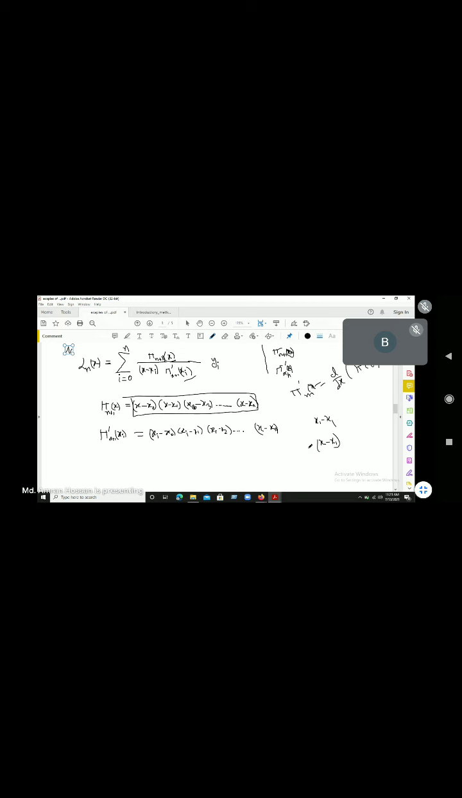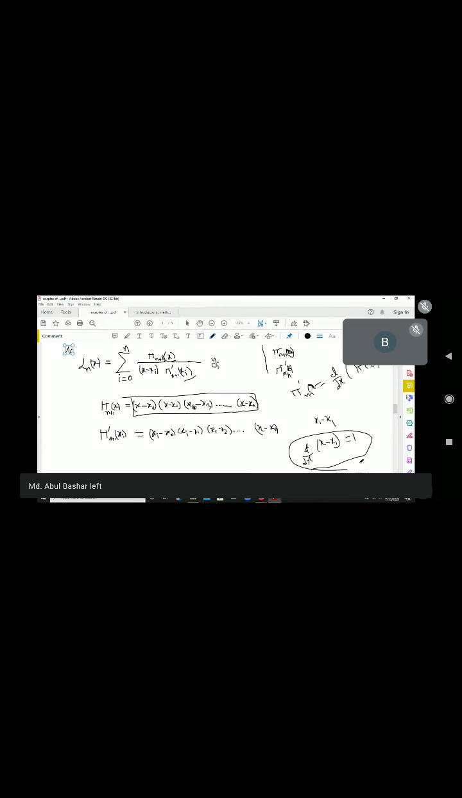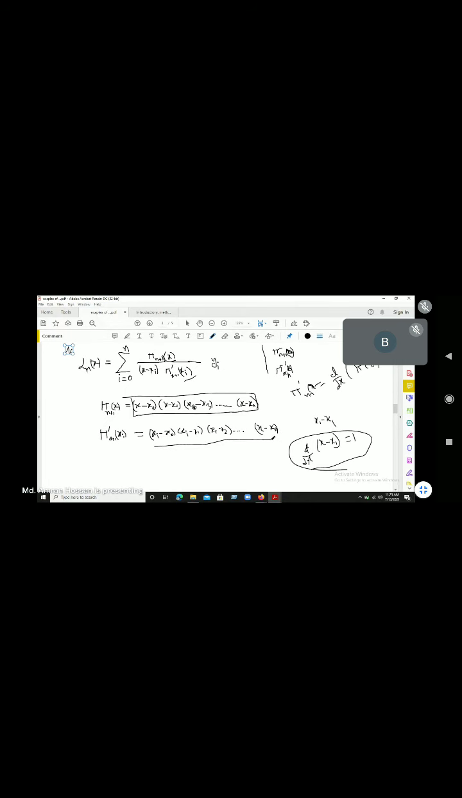So when you differentiate d by dx, this will be what? 1. And the rest of the remaining part is here. All of you understand what I said? I think someone did not understand here. You have to realize it critically. Just see here, there is a long product: x minus x naught, x minus x1, x minus x2, x minus x3, and this way it continues. Am I right?